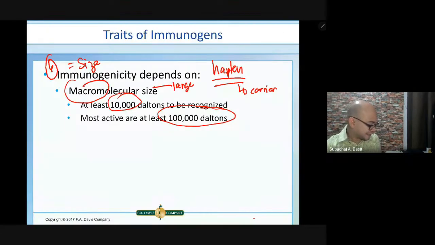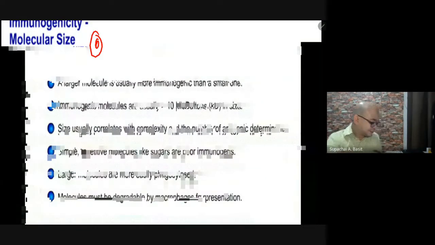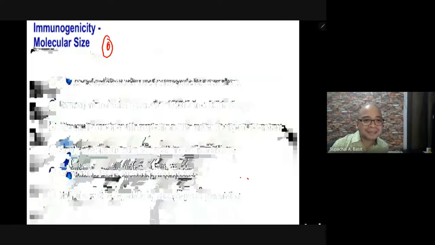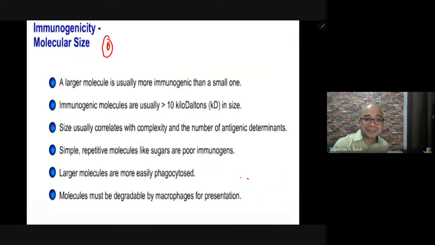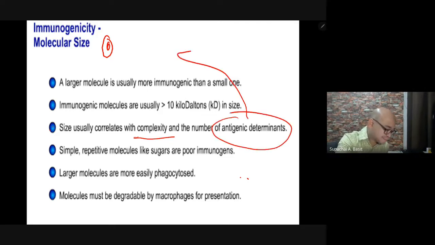Okay. Size. Okay, let's go back to size. Molecular size. I think I have already discussed this one, but let me repeat it. Why size matter? So larger molecule is more immunogenic than a small one. Immunogenic molecules are usually greater in size, more than 10,000 Dalton. Size correlates with complexity. Of course, glycoproteins are more complex, has a larger molecular size as compared to pure carbohydrates or the pure proteins. And the bigger the size, the more antigenic determinants are present. And these antigenic determinants are defined as epitopes. Okay, so when we say epitopes, we are referring to the site of antigenic determinant.